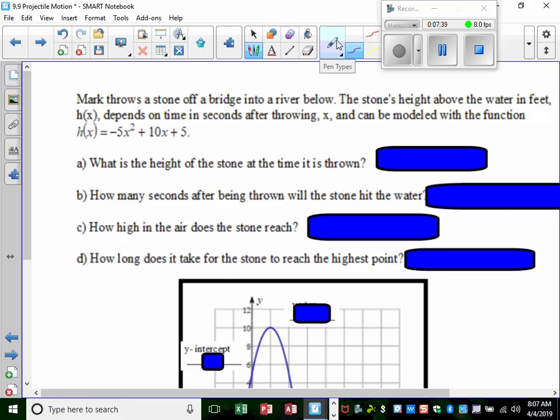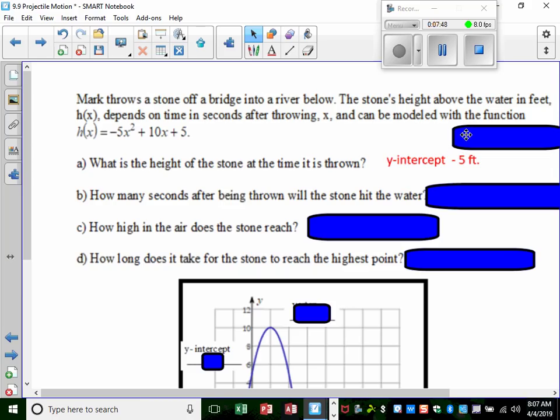So the first question here says, what is the height of the stone at the time it is thrown? Okay, so that means at the time it's thrown, you're looking for the y-intercept. And in this case, the y-intercept is your c number. So you need to know which number is the y-intercept. It's this number right here. That is your c term. So if it says, what is the height of the stone at the time it was thrown, then that's your c, which is 5.